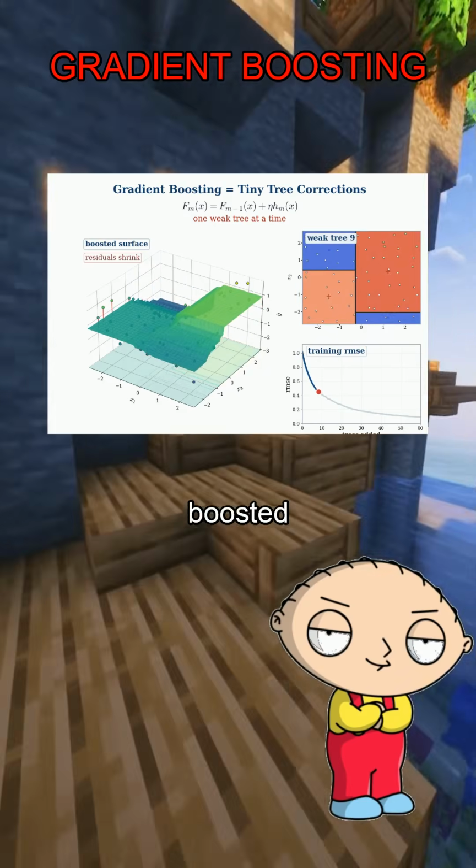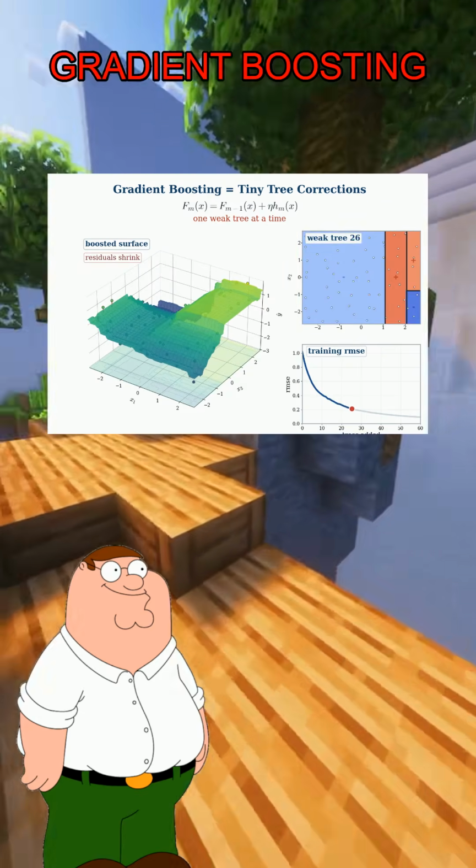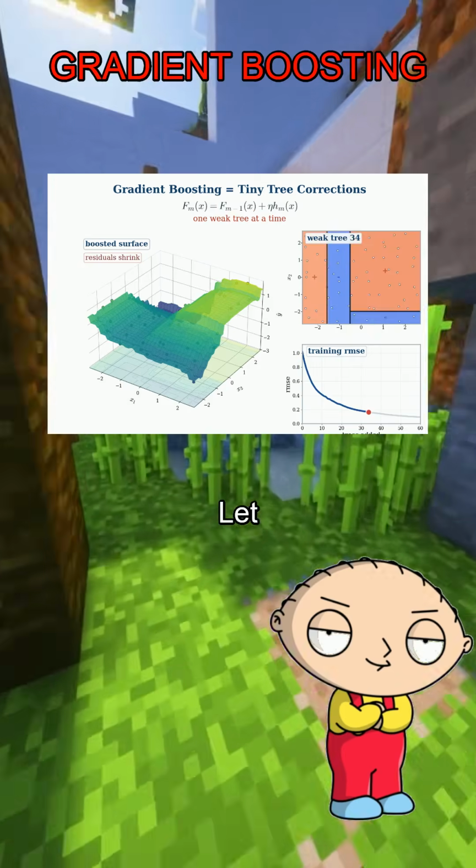Do you know what gradient-boosted trees are in machine learning? Yeah, I think I have like 3 of those in my backyard. Not physical trees, you Neanderthal, let me show you.